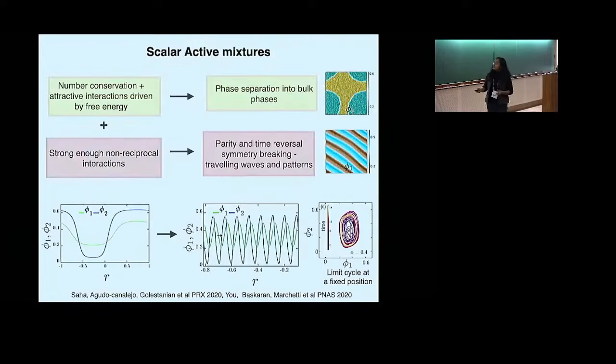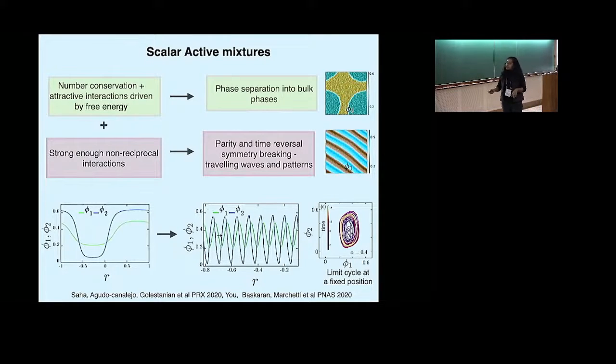So with that, let me first give you a general scheme, before I introduce the equations that describe the non-reciprocal Cahn-Hilliard model. Let me give you a quick sketch of what it does. We consider a mixture of particles with number conservation. Some of them, or at least one of them, can undergo phase separation driven by attractive free energy. In the absence of non-reciprocity or any kind of activity, they phase separate into bulk phases. Now, when we include strong enough non-reciprocity in the most minimal way, the parity and time reversal symmetry of the steady state is broken, and the phase separation is arrested. The system forms bands, this is one of the steady states the system can go into, and starts moving in a spontaneous direction.